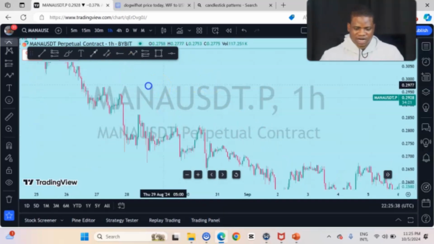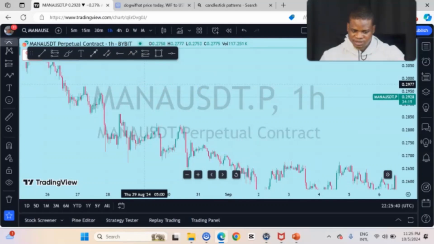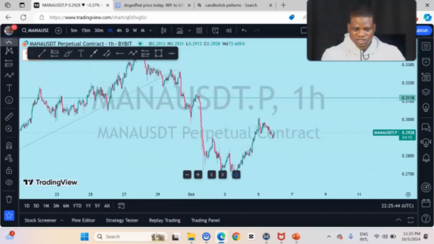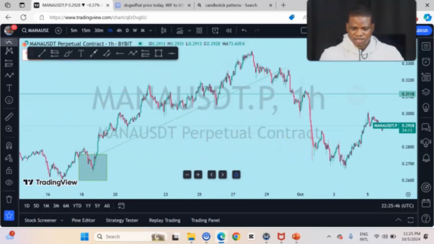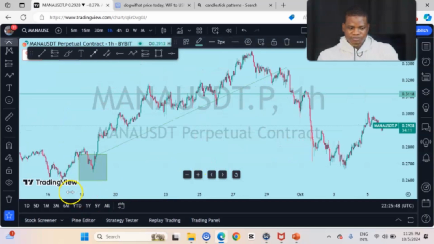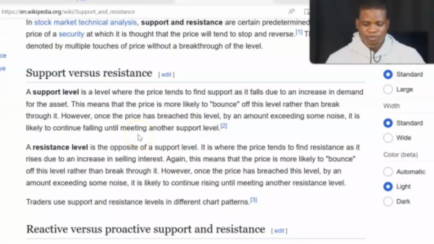So now let's talk about support and resistance. What is a support and what is a resistance? Support and resistance is one of the important concepts that you have to learn in technical analysis before you can actually trade or analyze the market.